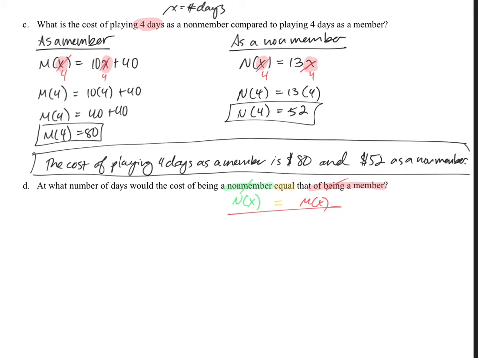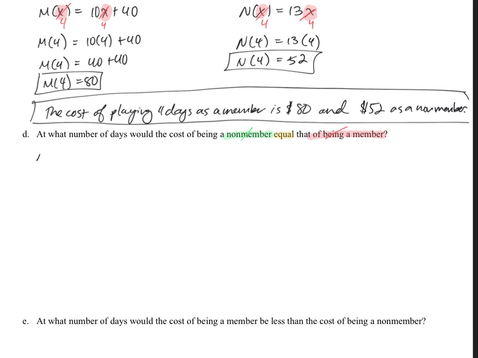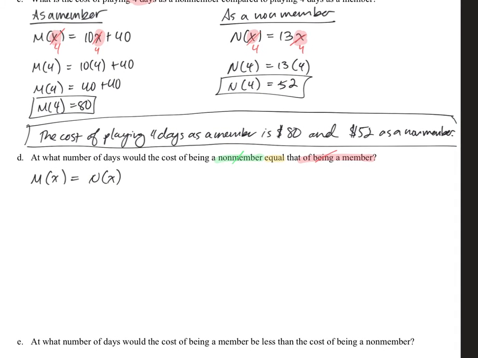Okay, so that's what we're trying to figure out, when those two are equal. So let me go ahead and erase that, clean this up. Alright, so solving. We want to know when m of x equals n of x. And m of x, remember by our formula, is 10x plus 40. And n of x is 13x. And we're going to solve for x. And when we find that x, that will tell me the number of days it would take for them to be equal. So let's go ahead and solve for x. This is a linear equation. How do I know that? Because there's no power of 2 anywhere.